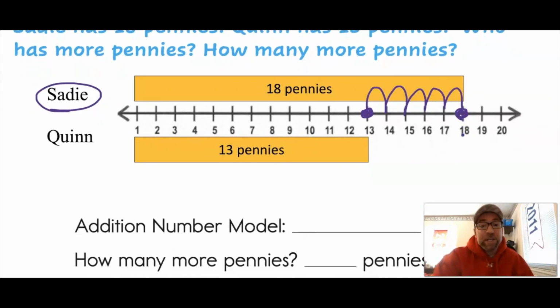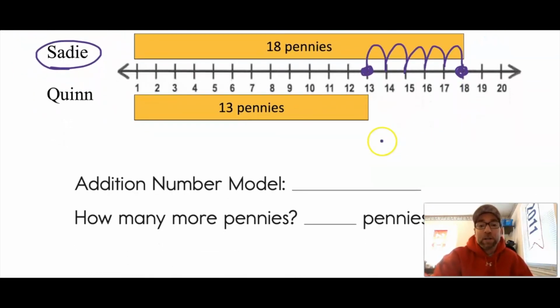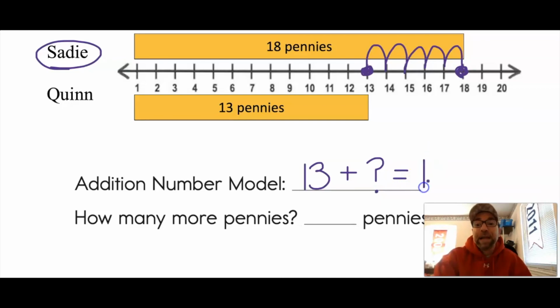So our addition number model, we'd start at our smaller number, which is 13. We had to count up a mystery number. We just didn't know how many hops we would have to make, but we would stop on the number 18. How many more? 13 in the rock, 14, 15, 16, 17, 18. 5 more pennies. Awesome job!